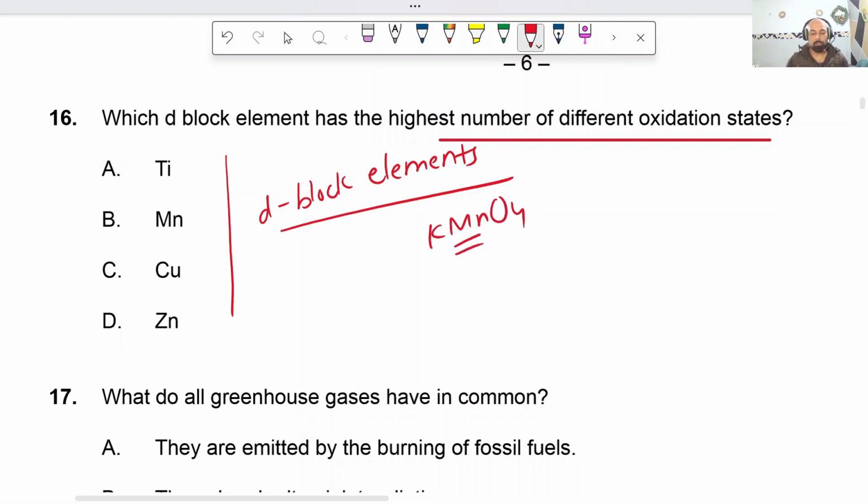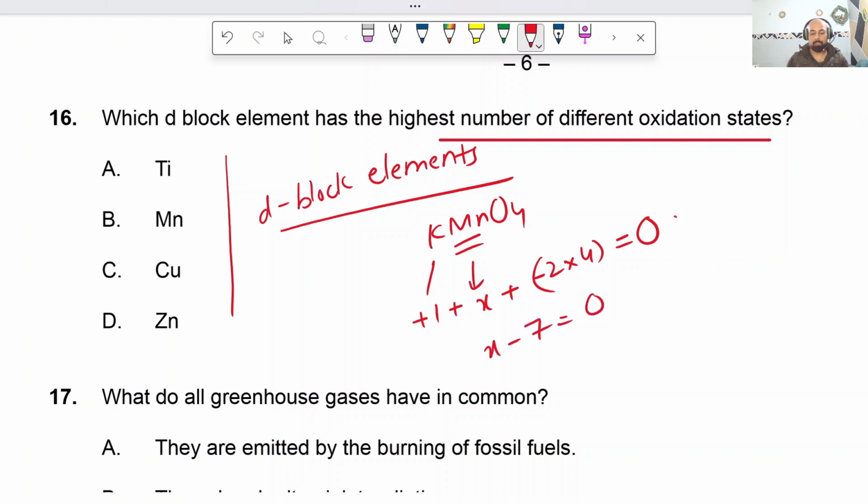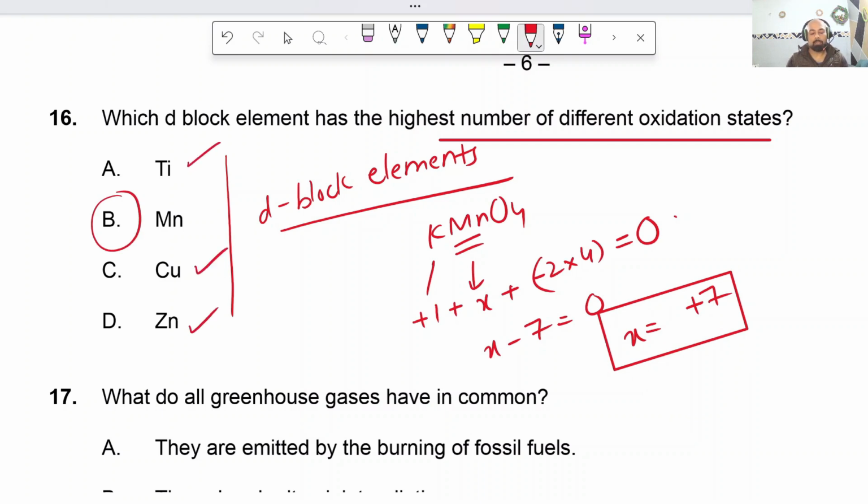and you need to look for the oxidation state, let's quickly find out the oxidation state of manganese over here. We have +1 plus X plus oxygen has a charge of -2, so -2 times 4, since we have 4 oxygens, equals to 0, right? So we have X minus 7 equals to 0, right? So X equals to +7. So this is the oxidation state of manganese, which has the highest number. Copper can form +1 or +2 oxidation state, zinc can form +2, in the same way titanium can form +2, +3, etc. So manganese is the most appropriate answer for this question.